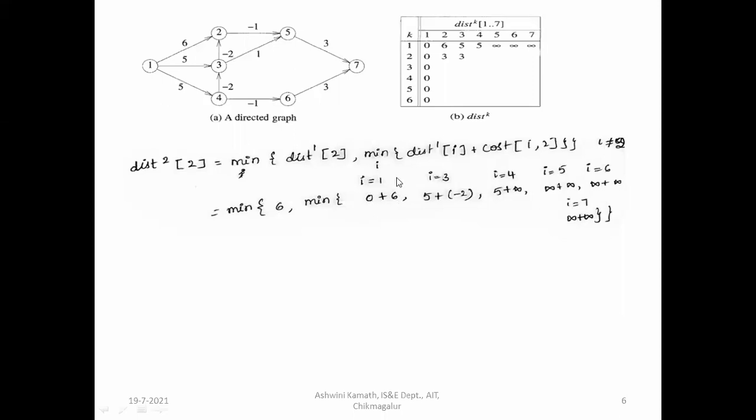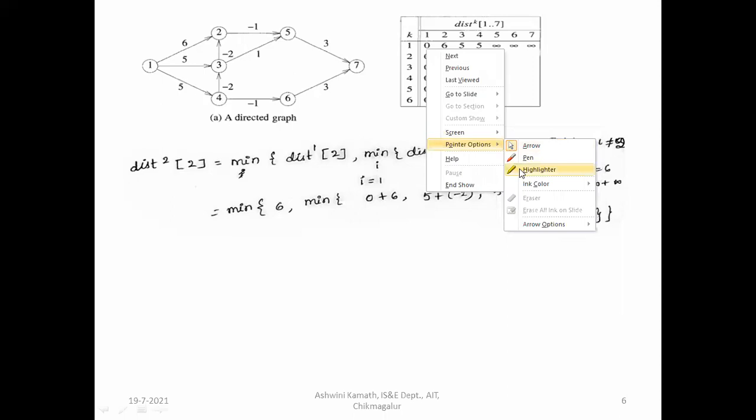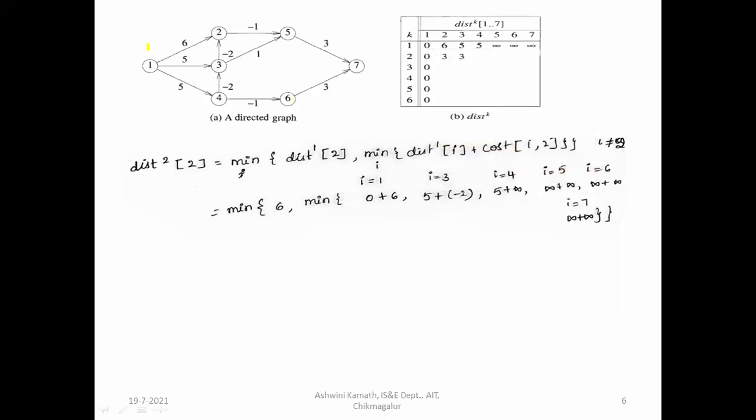When i is equal to 1, it is 0 plus 6. This is 0. And then you have to check the graph. What is 1 to 2? It is equal to 6.